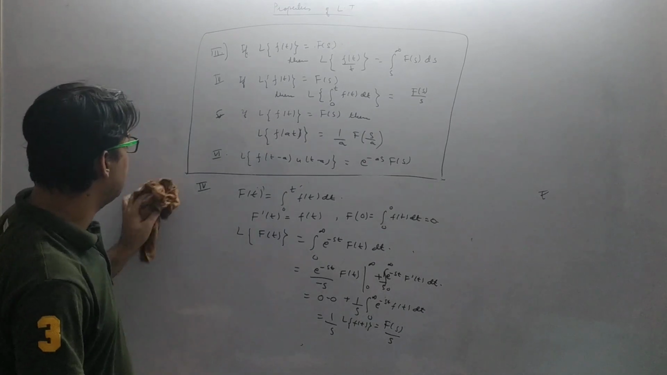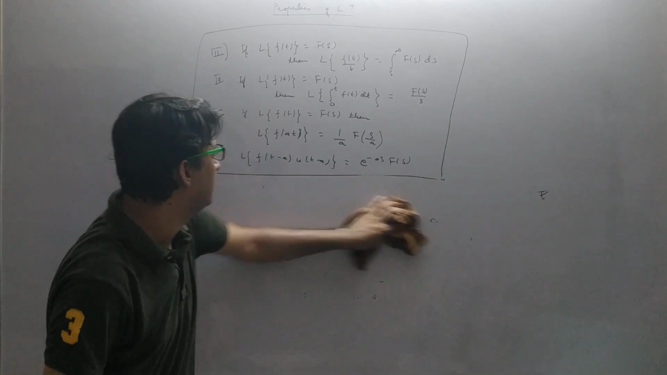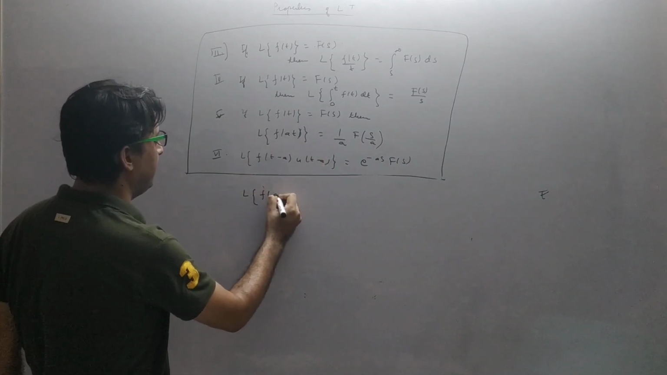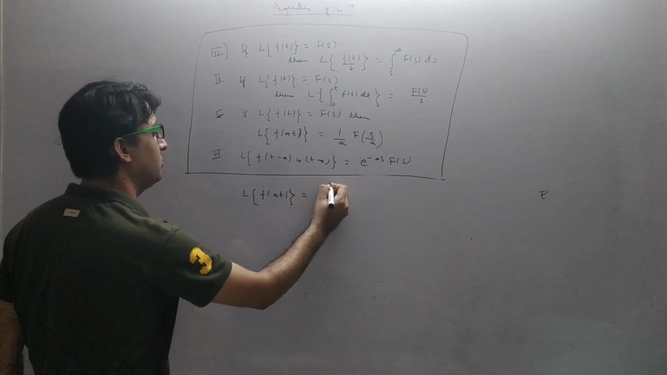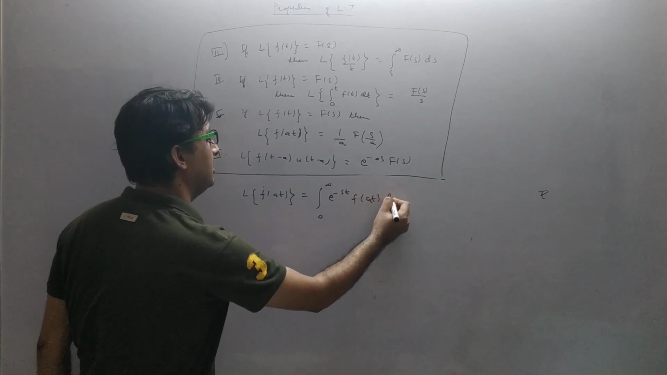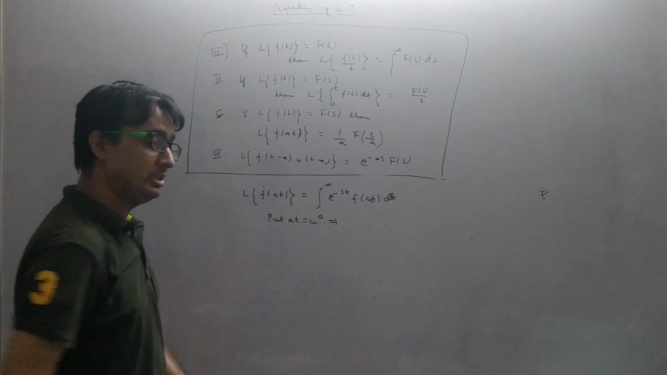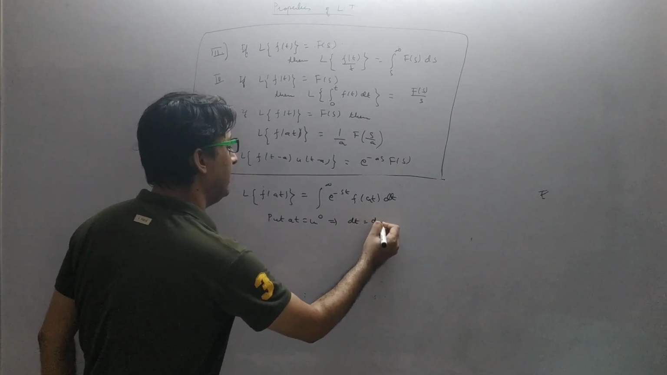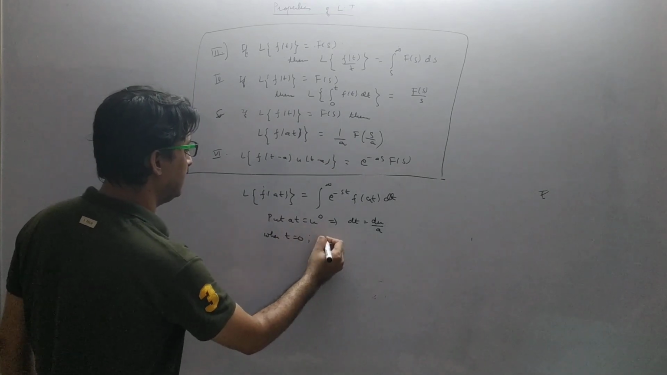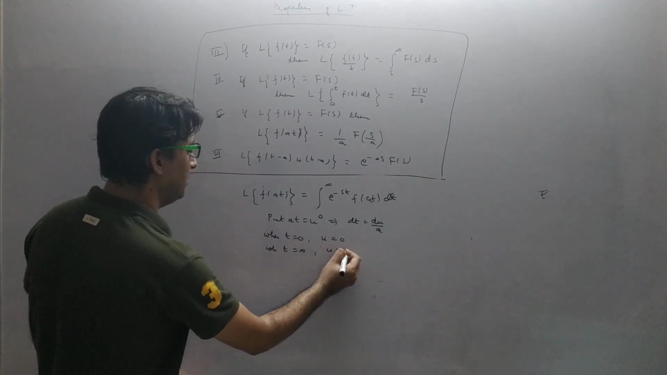Now we are going to prove property number 5. Property number 5 is f(at). We will simply put it into the definition: the integral from 0 to infinity of e to the power minus st f(at) dt. So what we do, we put at equal to u. That means dt is equal to du by a. Now when t is equal to 0, we can say u is equal to 0. When t is equal to infinity, u is equal to infinity.